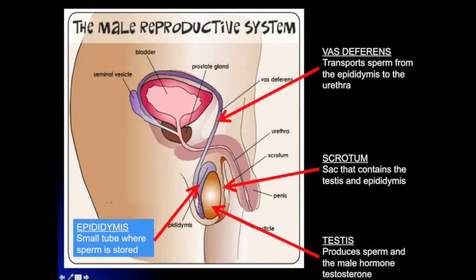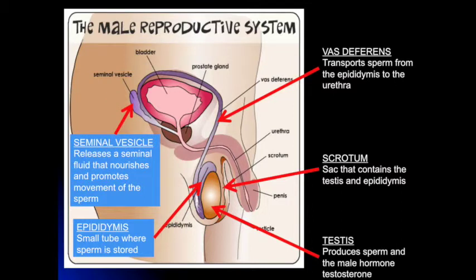How does the sperm get out? It travels through this tube. This tube is called the vas deferens, which transports the sperm from the epididymis all the way to the urethra and out of the penis. So this is where your sperm travels to get out of your body.